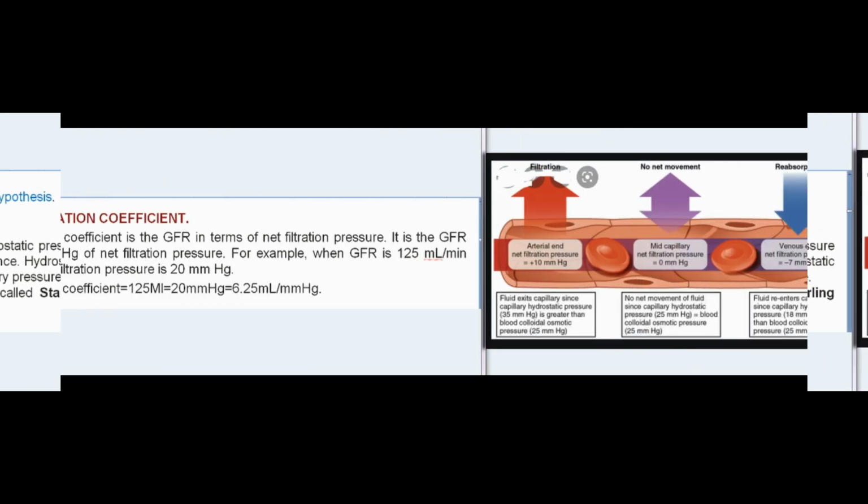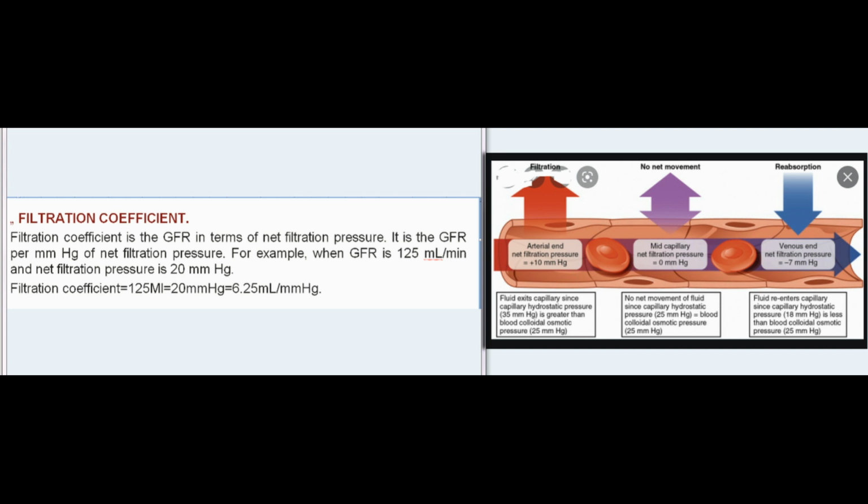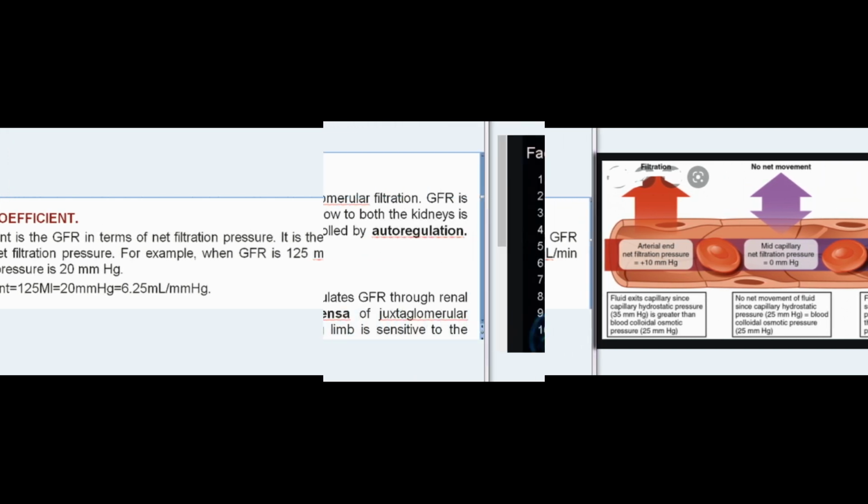Filtration coefficient. Filtration coefficient is the GFR in terms of net filtration pressure. It is the GFR per mmHg of net filtration pressure. For example, when GFR is 125 ml/min and net filtration pressure is 20 mmHg, filtration coefficient equals 125 ml divided by 20 mmHg, which equals 6.25 ml/mmHg.